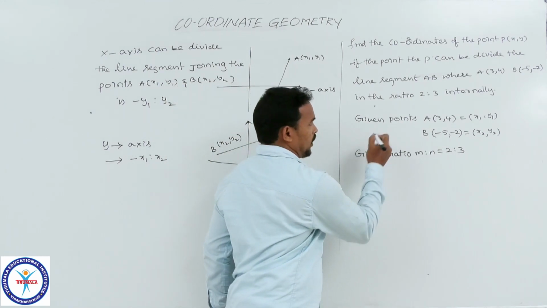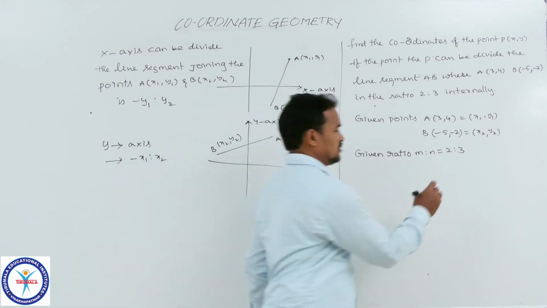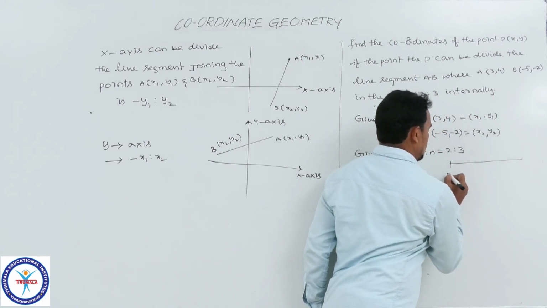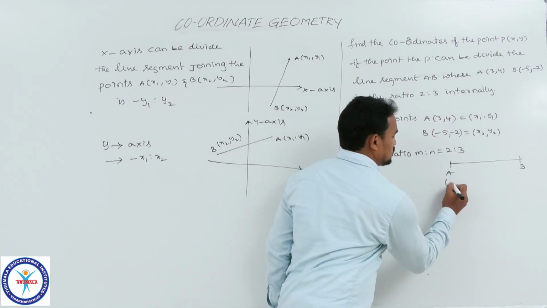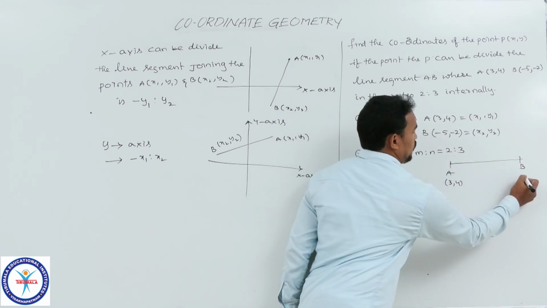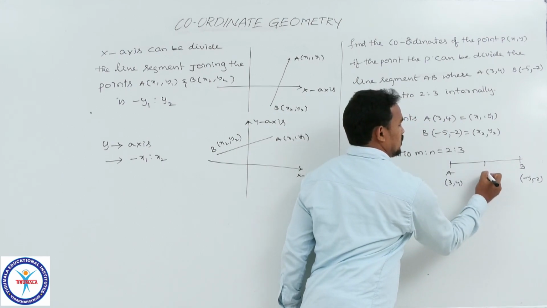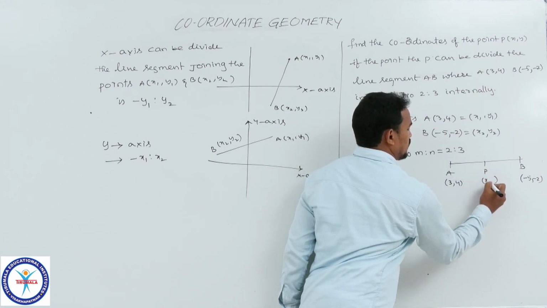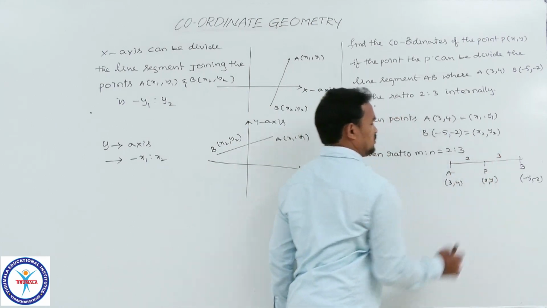Now, the coordinates of point P. Internally, the point P can be divided internally. You see, it is A, it is B. A point is 3 comma 4, B point is minus 5 comma minus 2. P we don't know, that is, we want x comma y. P can be divided in the ratio 2:3.